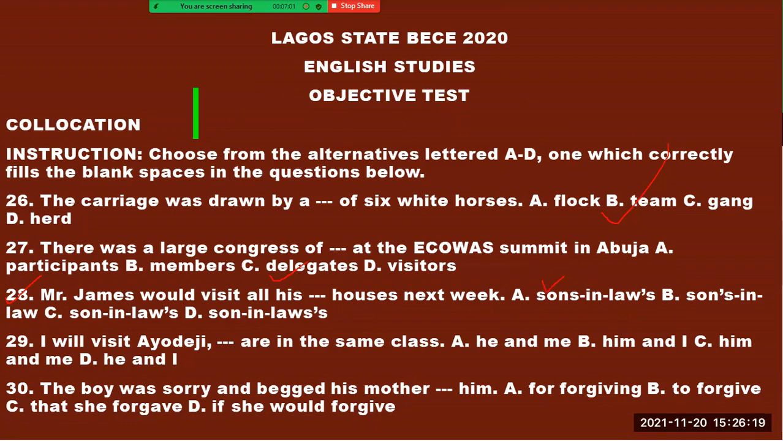Now, when you talk about son-in-law, and you want to pluralize it, all right? Son-in-law, all right?